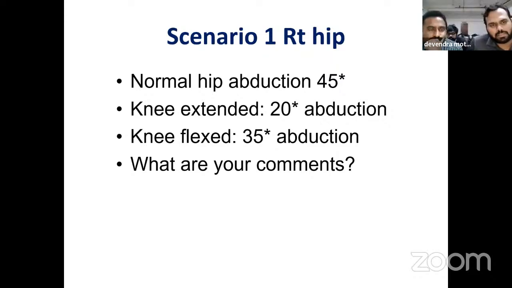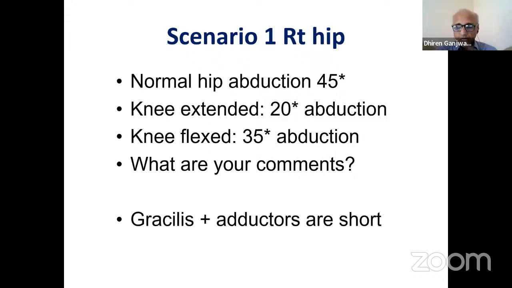Because the normal hip abduction is mentioned as 45 degrees, so it's only 35 degrees. Okay, right. So yes, the 15 degrees is by gracilis. So the correct answer is both gracilis and adductors are short. From 20 to 35 increase is by the gracilis. So the 15 degree component is by gracilis. And what is remaining from 35 to 45 is by the adductors.